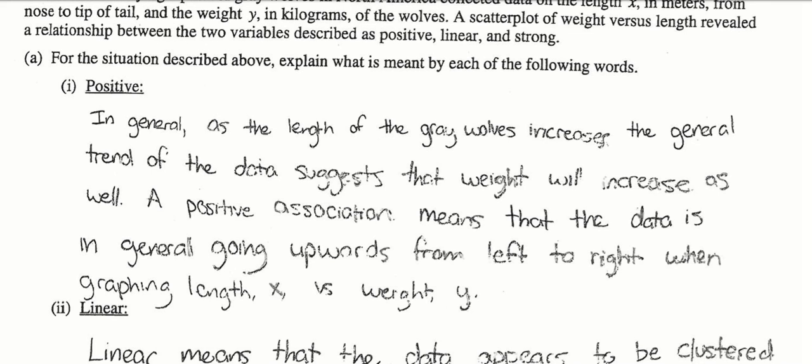And they're using squishy words like the data suggests, it's approximately, it's going in an upward trend from left to right. And you want to use the context in terms of x being the length of the animal and the y-axis is the weight of the animal. And so as the x-axis increases, as the length increases, the weight increases.